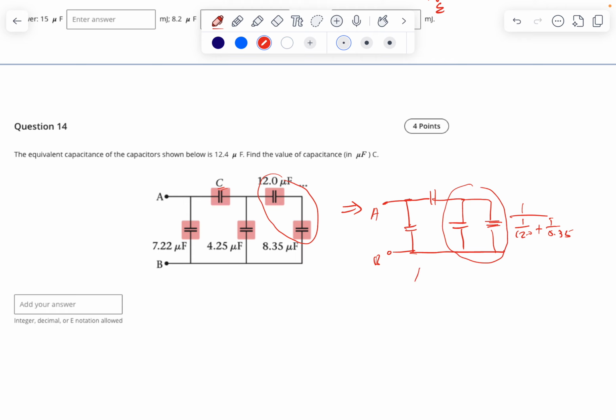So next step, A, 1, B, and they are together in parallel. In parallel, just add them together.